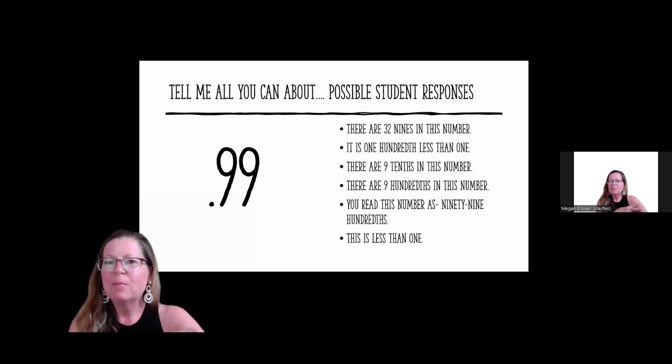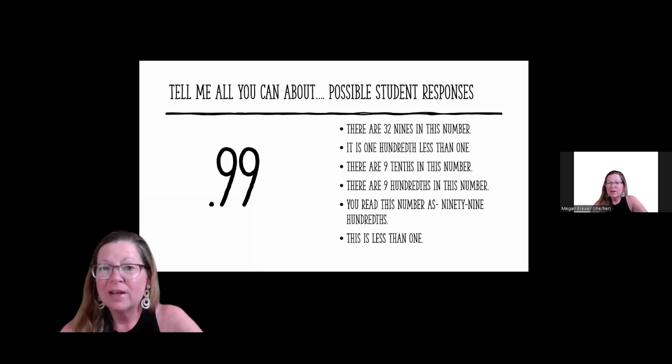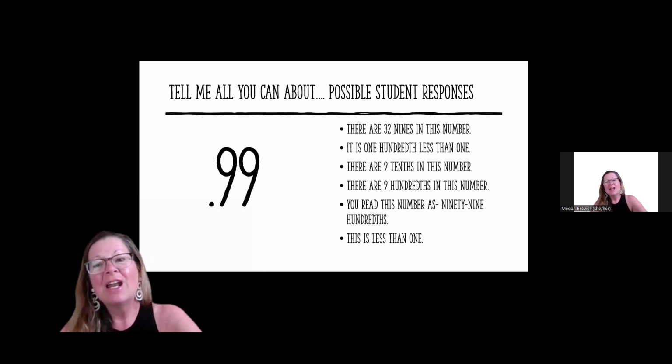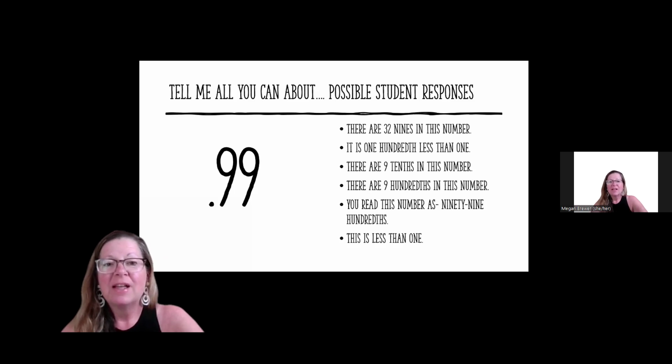Not making them feel bad, but it's a moment of learning for all of us. So my typo is there's not 32 nines in the number. There's 2 nines in the number. It is 100th less than 1. There are 9/10ths in this number. There are 900ths in this number. You read this number as 99 hundredths. This is less than 1.